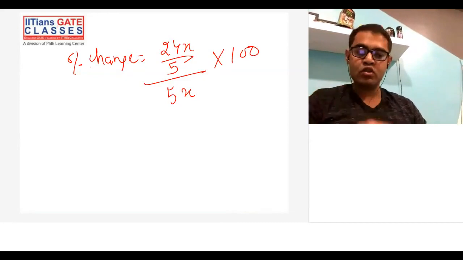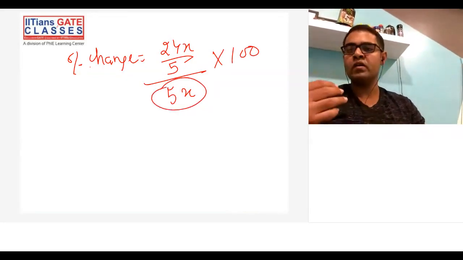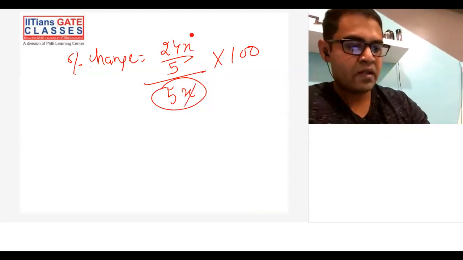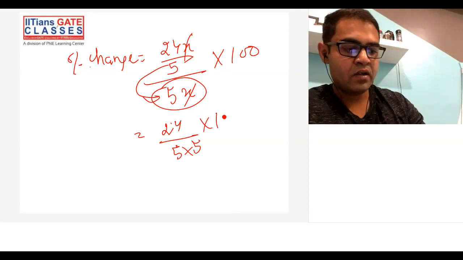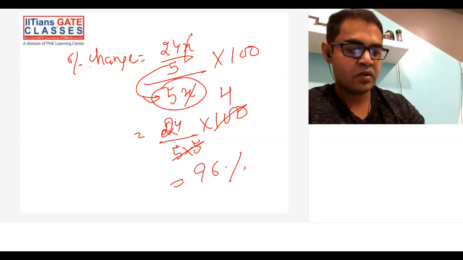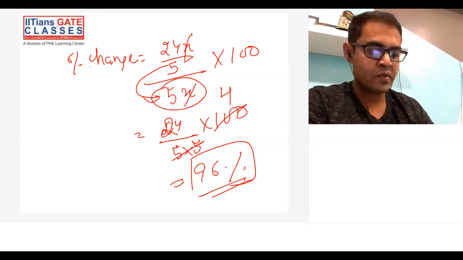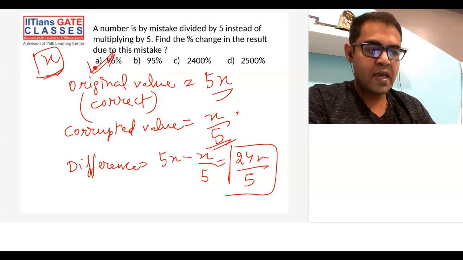So most of the students will make mistake here only. So understand what you wanted. What was the original value? Okay. So original value was 5x. Now you cancel out things. So this becomes 24 by 5, and 5 will be multiplied and will be in denominator into 100. So this will be cancelled out by 4. And if you see, this will come out to be 96%. This is 24. Okay. It comes out to be 96%. So this 96% is your correct answer. All right. So A option is right.